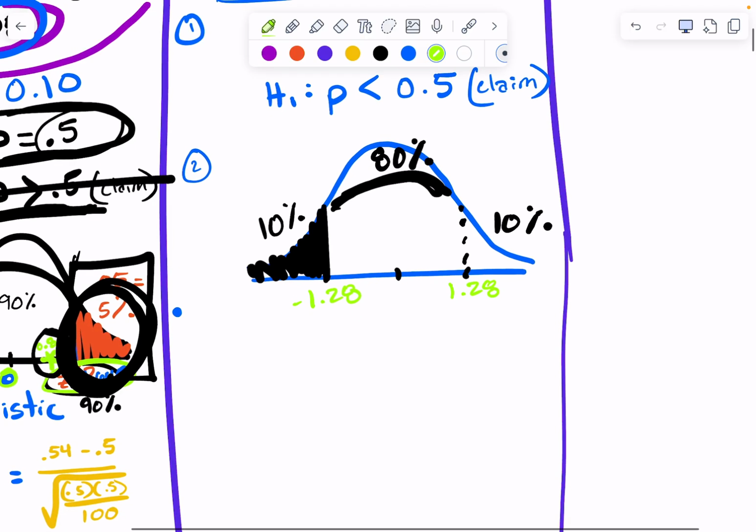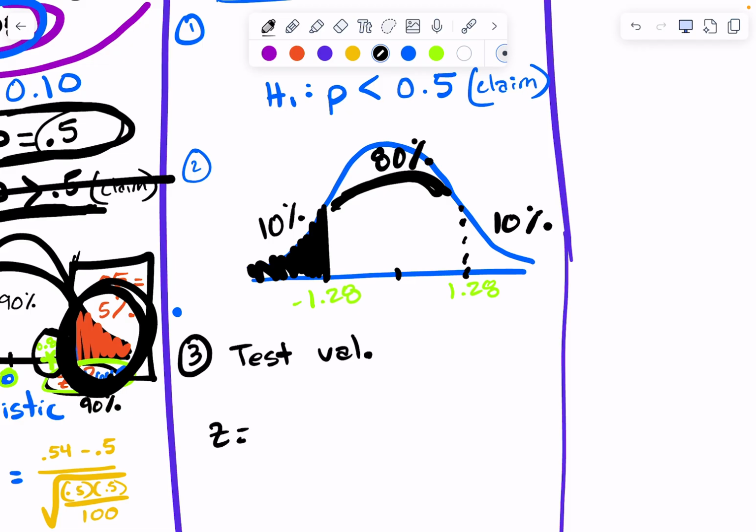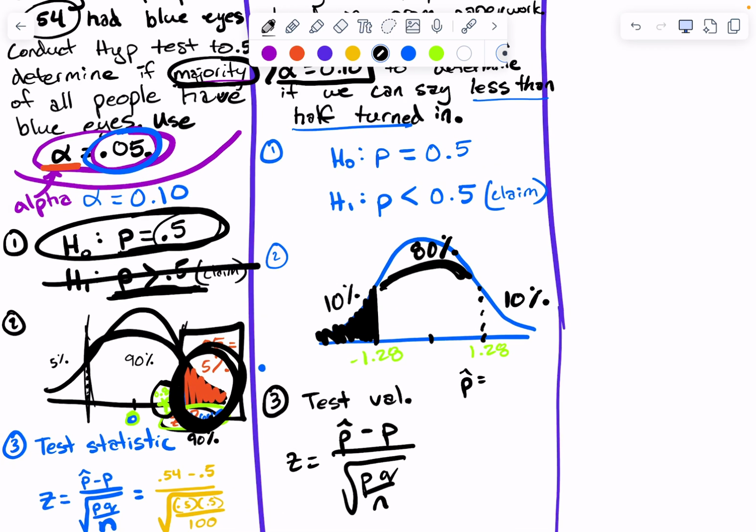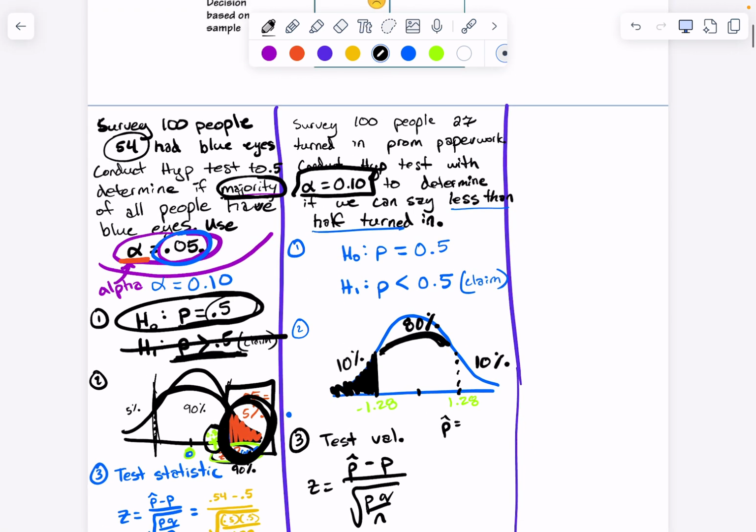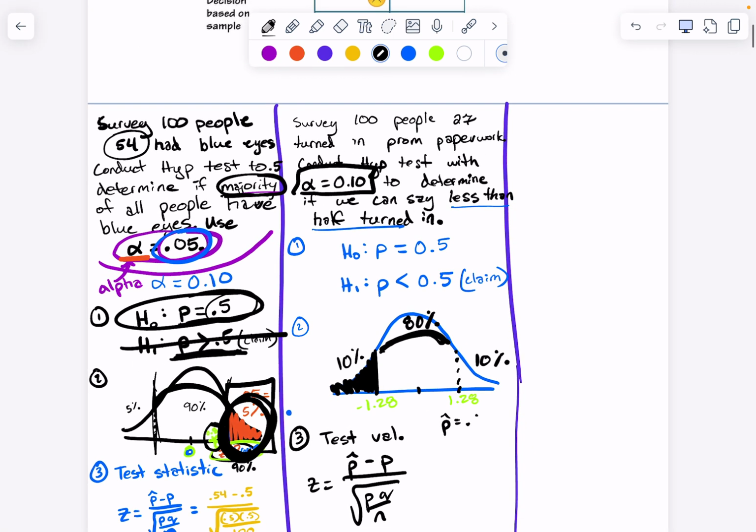All right, what do we do in step 3? We plug everything in. We want the test value or test statistic, right? Test value: Z equals P hat minus P over the square root of P Q over N. Is it helpful to label out what all our things are? P hat. What's P hat? 0.27, right? Because 27 out of 100 or 0.27, right? Okay. P? P and Q are 0.5, 0.5.